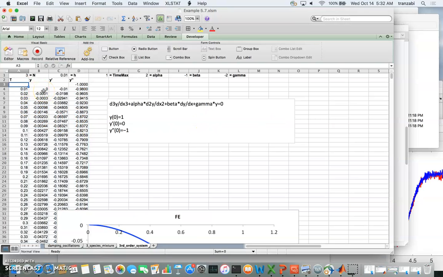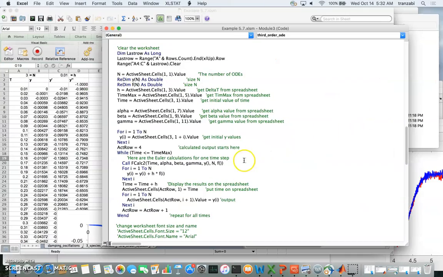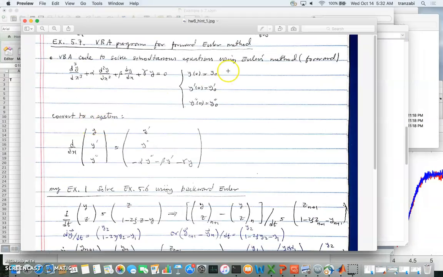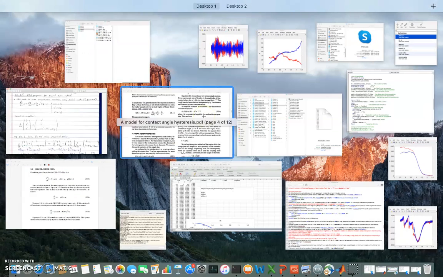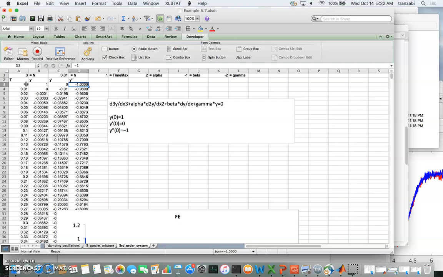By the way, I think the initial conditions I had were, well, times 0 here, and I believe 1, 0, minus 1, something like that. Yes, 1, 0, minus 1.